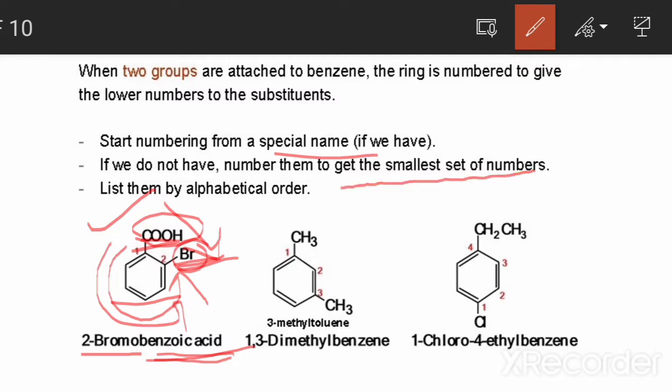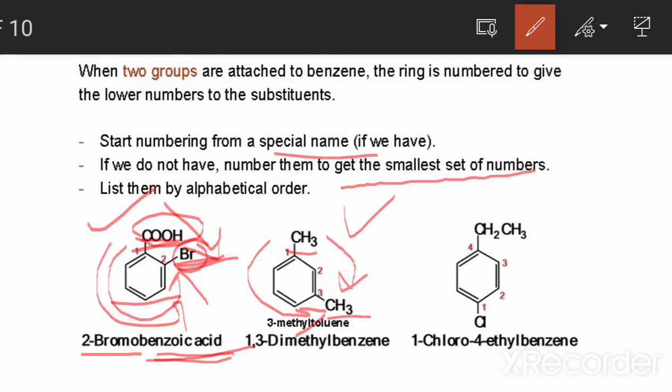So in this second example, we will see two of the same groups attached to the benzene ring, and how we will number it. We will not number it from this side, and we will prefer this side numbering because it will give the least number to the other group. So this is the name.